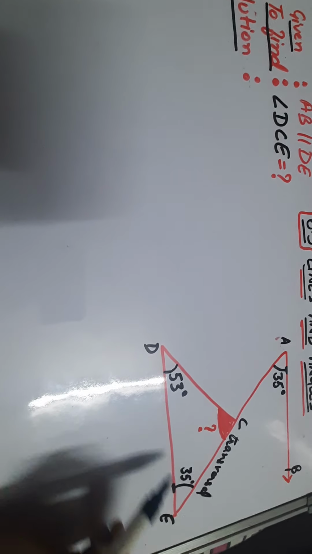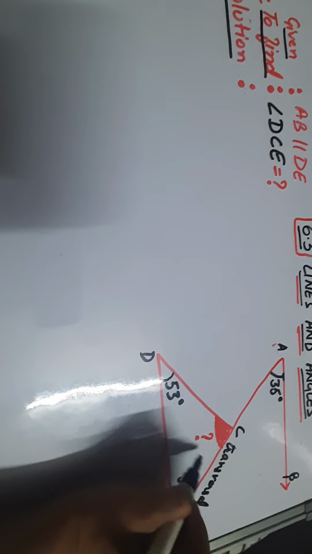Now we need to find out this angle. We can see a triangle in this figure, that is triangle CDE. Of this triangle we have two interior angles, and the third we need to find out. So I hope now the concept has come to your mind that by using the angle sum property we can find out the third angle. So let's do the question stepwise.